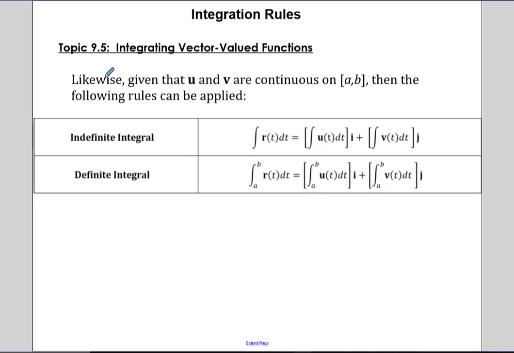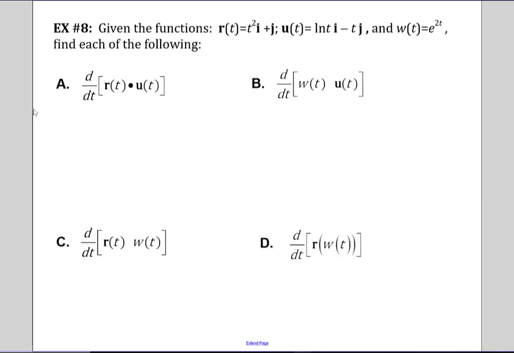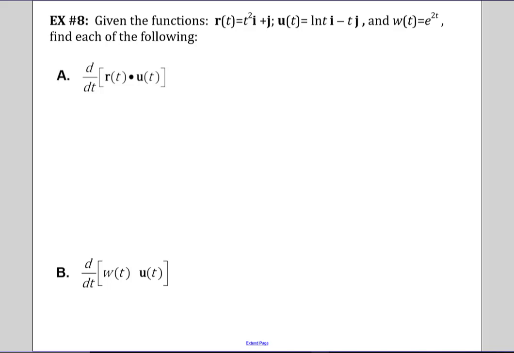So we want to look at, given u and v are continuous on some closed interval from a to b, then the following rules can also be applied for an indefinite integral and for a definite integral. And you can see that we're taking the u component and the v component in the i direction and the j direction, or on a closed interval for a definite integral. Given r, u, and w, and we want to find, in this case, the product rule for dot product.